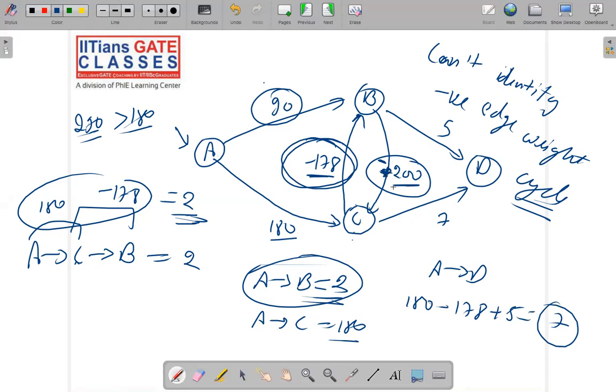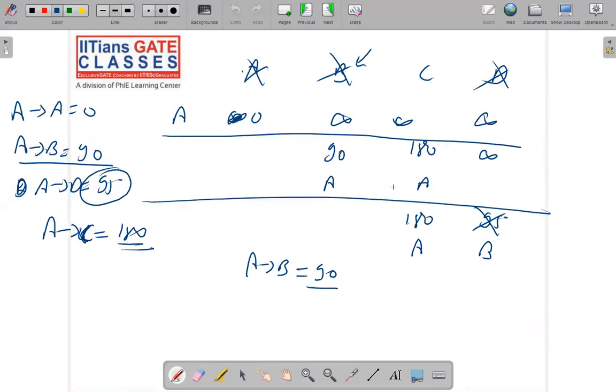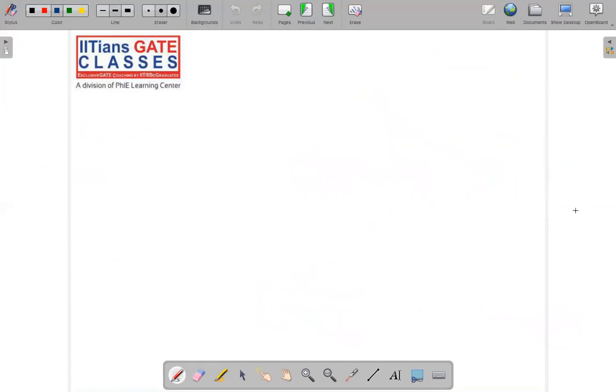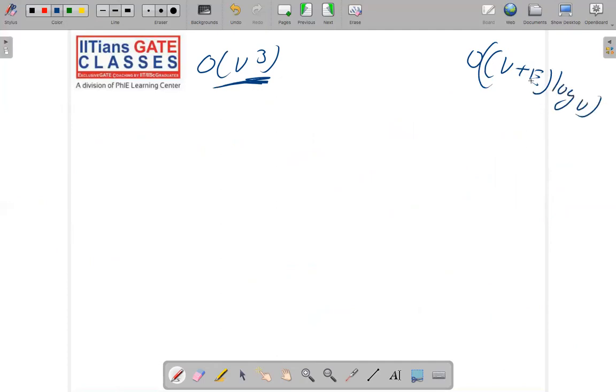Dijkstra can't identify it. So there is one more algorithm, which is the Bellman-Ford algorithm. Let me try to explain that. It will take more time compared to Dijkstra. It will take order of V cube. Dijkstra was taking order of V plus E log V.